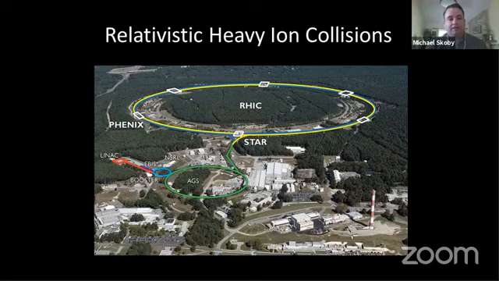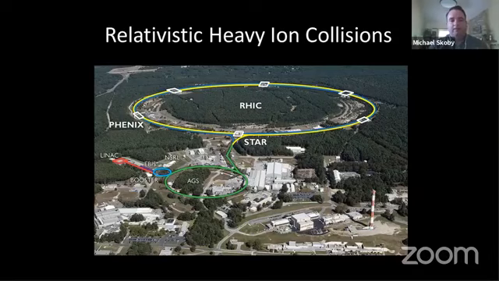So what are relativistic heavy ion collisions? Well, the heavy ion part is typically a nucleus of gold. So this is where all the electrons are stripped off of a gold atom. And it could also be copper or lead or uranium. And the relativistic term refers to the fact that these ions are accelerated to speeds that are so large, they can be described by Einstein's theory of relativity. So the speeds that they reach are close to the speed of light. They're about 99.995% of the speed of light.